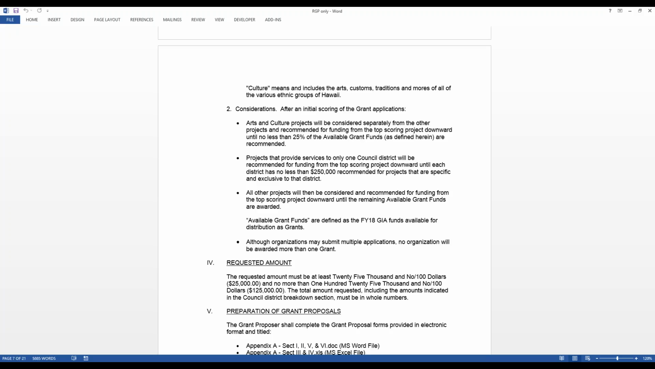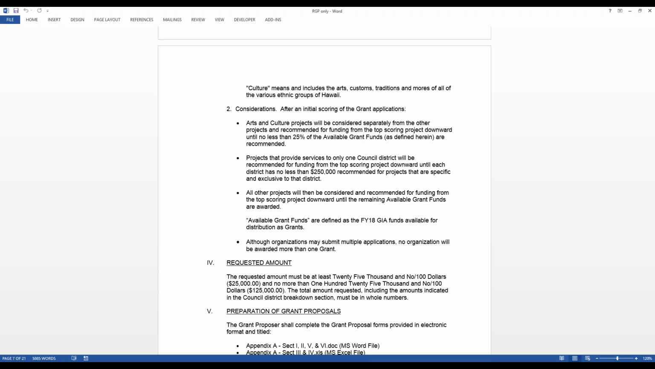In addition, each city council district must be awarded no less than $250,000 annually to organizations that provide services specific and exclusive to the district. This is based on a City Council resolution from a few years ago. After that, all other projects will be considered and recommended for funding from the top scoring project downward until the remaining available grant funds are awarded.